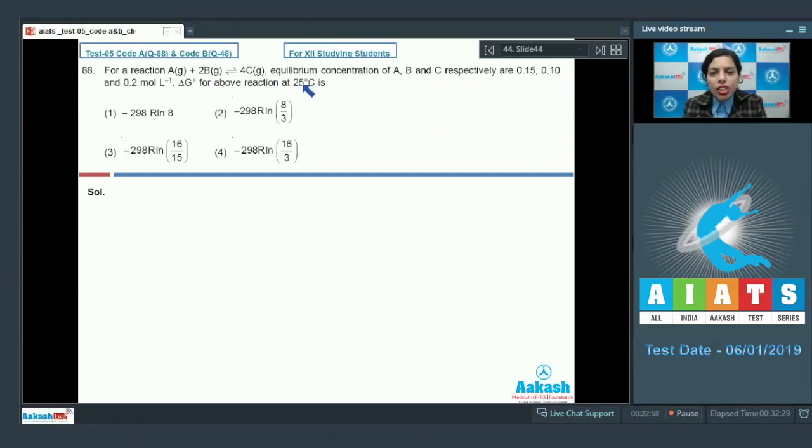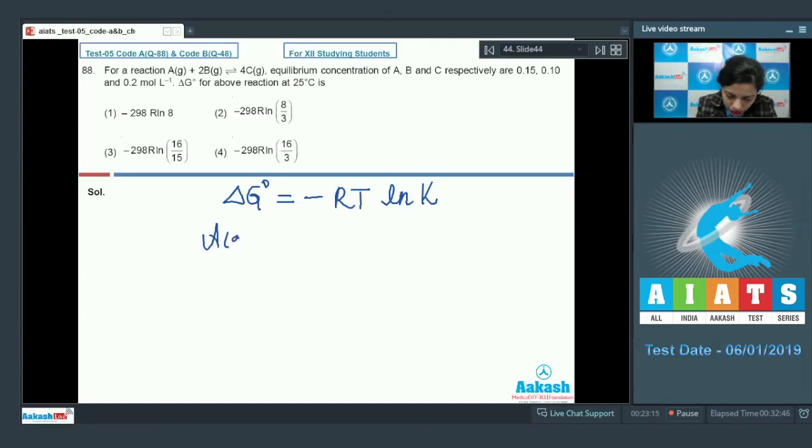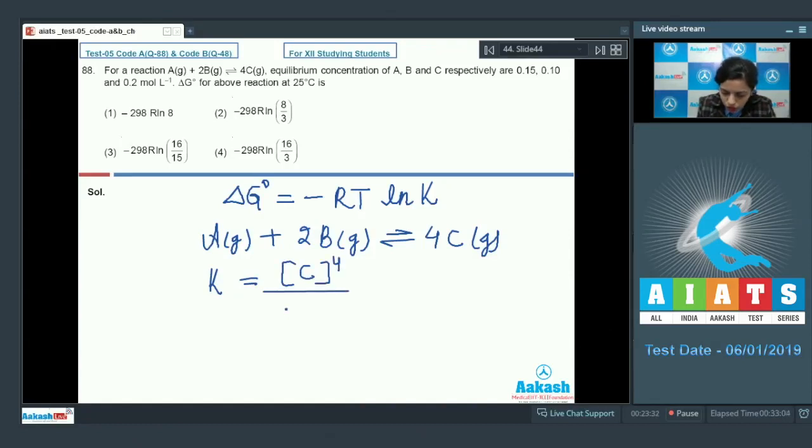Delta G for the above reaction at 25 degrees Celsius is, in this case, we can find out delta G standard, that is equal to minus RT ln K. What is this K? This is the equilibrium constant. And the reaction that's taking place here is A combined with 2B. The gaseous reactants are there and the gaseous product 4C is there. So what would be the value of Kc or simply K? That is equal to the concentration of C raised to the power 4 divided by the concentration of A, and then B raised to the power 2.